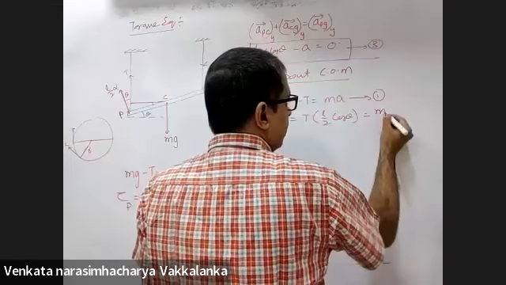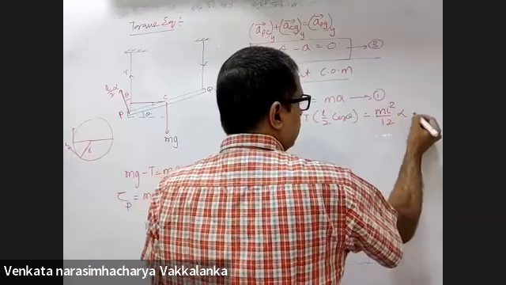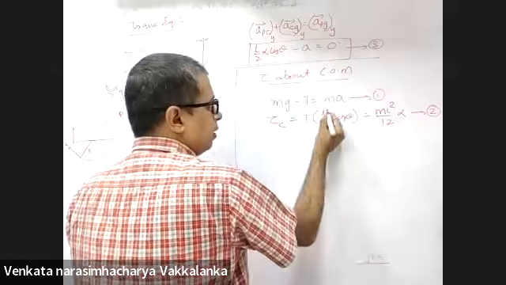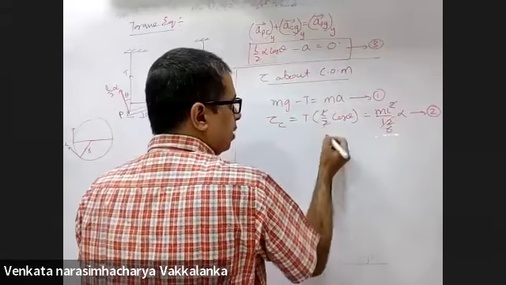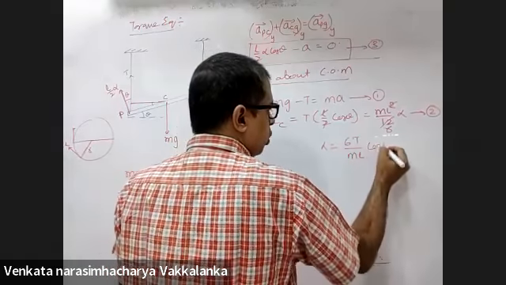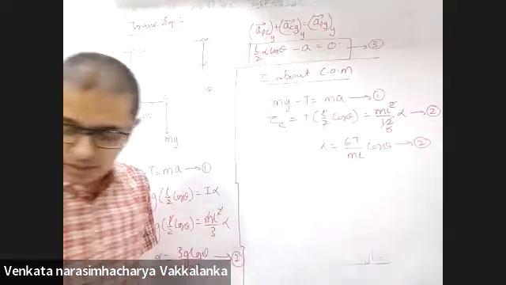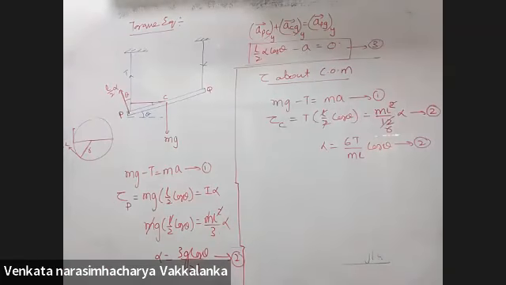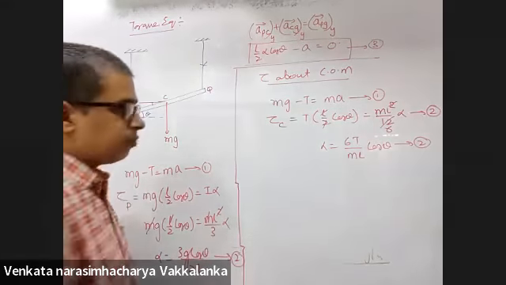This will be equal to I alpha, which is ml square by 12 into alpha. One L will go, this will become 6. Alpha is 6T by ml into cos theta. This is my second equation. So far, so good? Yes or no?